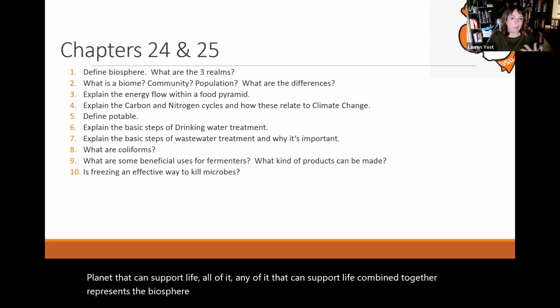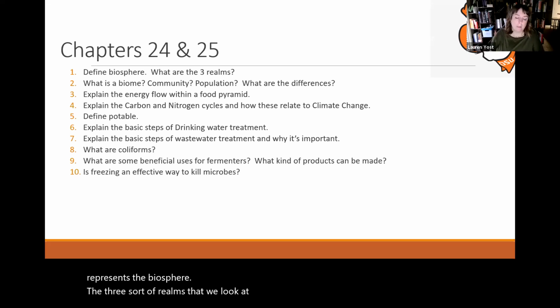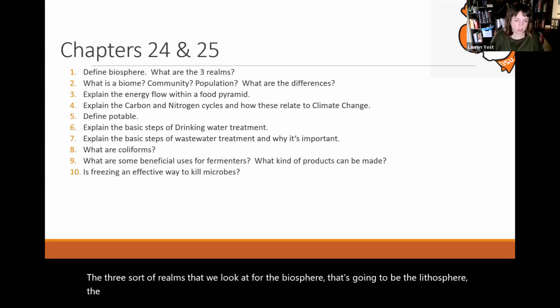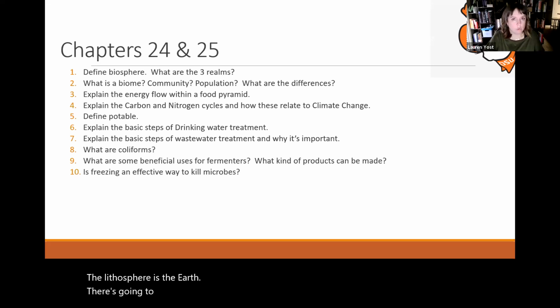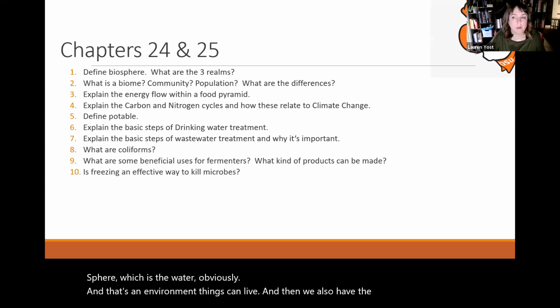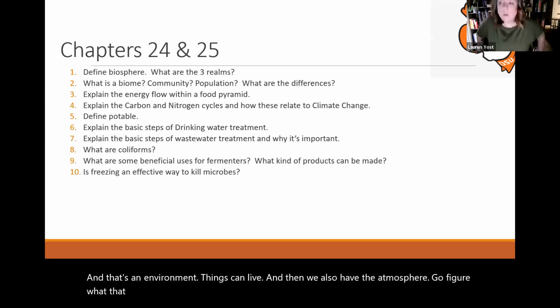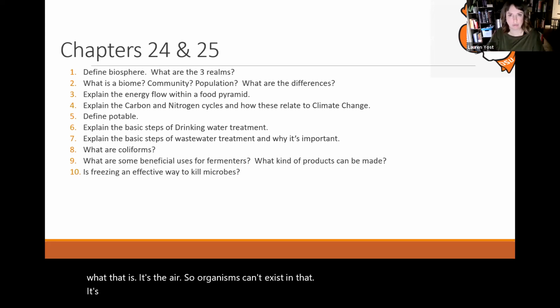The three realms that we look at for the biosphere are the lithosphere, which is the earth; the hydrosphere, which is the water, obviously, and that's an environment things can live in; and then we also have the atmosphere. Go figure what that is. It's the air. So organisms can exist in that. It's maybe not necessarily flourishing in the air, but it can be an area where organisms can be alive.